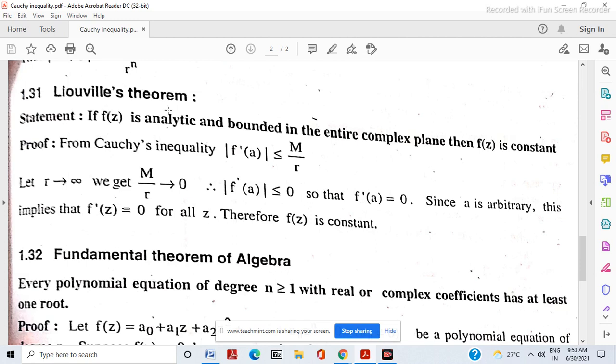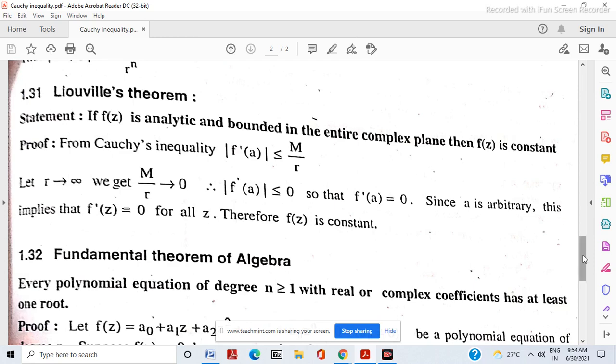Liouville's theorem, what it means. What is the statement? If f of z is analytic and bounded in the entire complex plane, then we have to show f of z is constant. What all conditions are given? It is analytic and it is bounded. Then analytic means what we have to take it as?